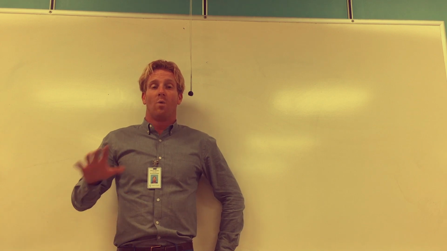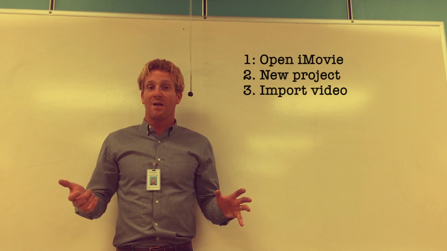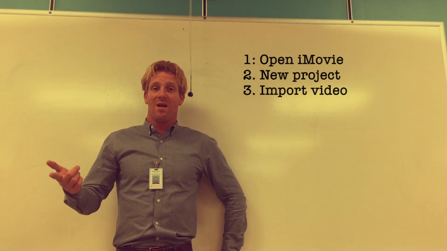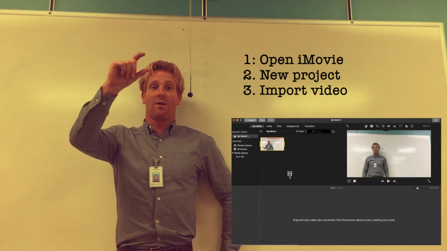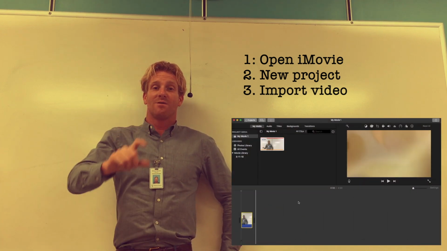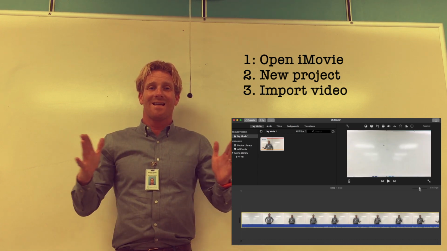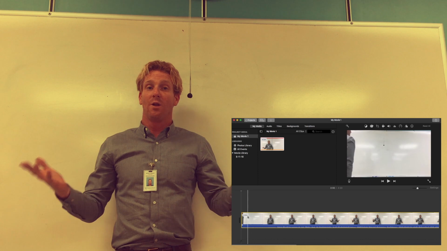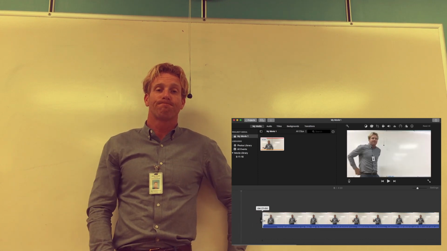Once it's on your computer, you open up iMovie, start a new project, and then import the video into that project. Once it's imported, you drag that video clip from your media down to your timeline for the current video. This allows you to select exactly what part of the recording you want to include in your video.